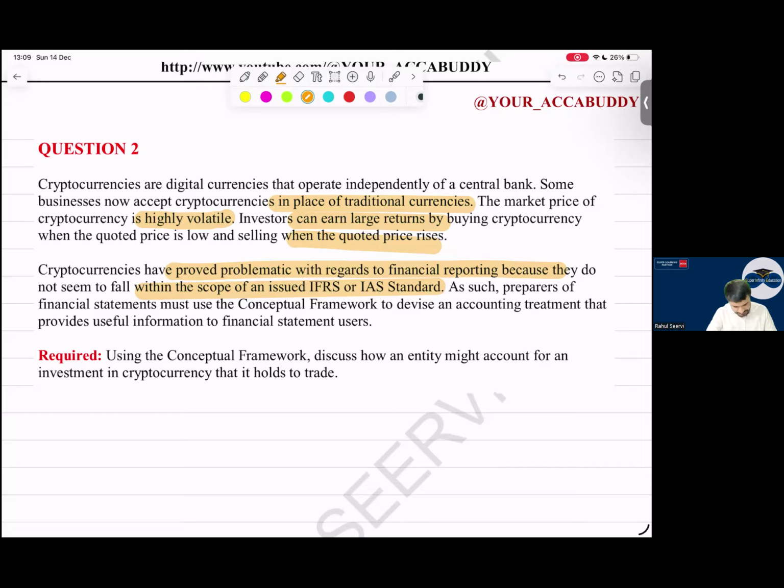Required: using the conceptual framework, discuss how an entity might account for an investment in cryptocurrency that it holds to trade.